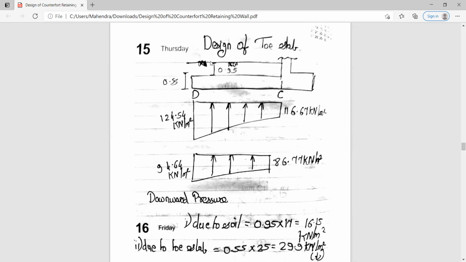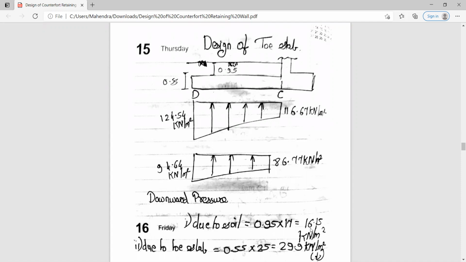So for soil we are having the pressure of the soil for this length only, that is for the 0.95 into unit weight of the soil, that is 0.95 into 17. So due to the soil we get 16.15 kilonewton per meter square. And due to the toe slab will be 0.55 into 25. So that will be 29.9 kilonewton per meter square. So first of all do update here, then we will calculate the pressures at point C and point D, net pressure at point C and point D.